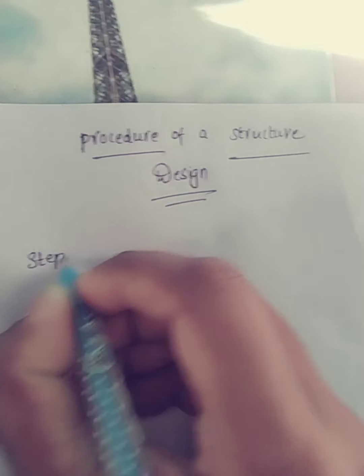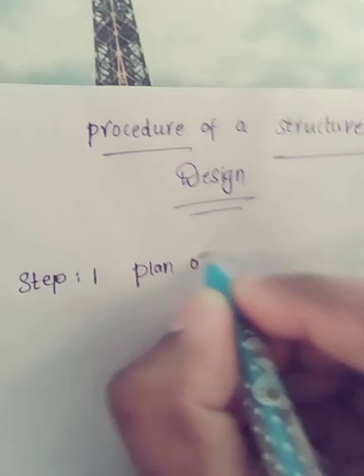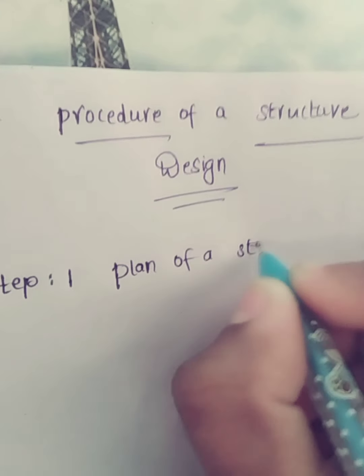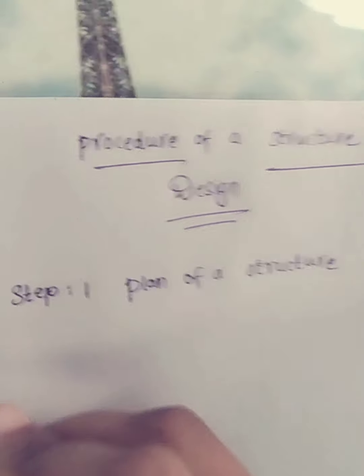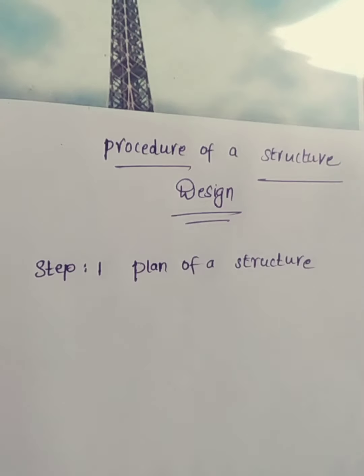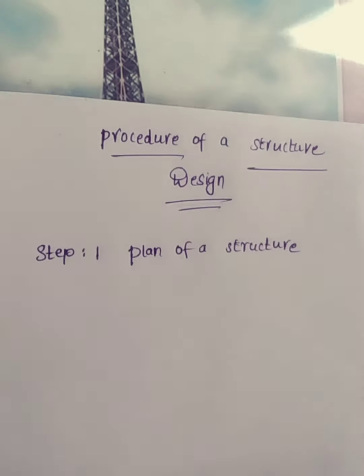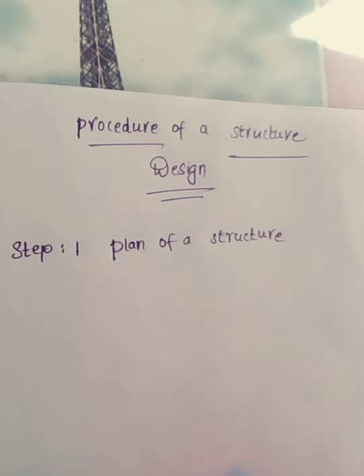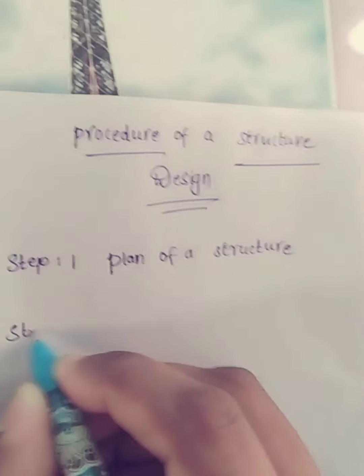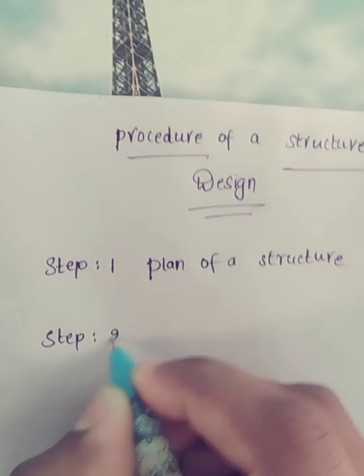So the first step is the plan of a structure. This step is the most important because an architect makes the plan for the structure of the building. And the second step is the type of structure.